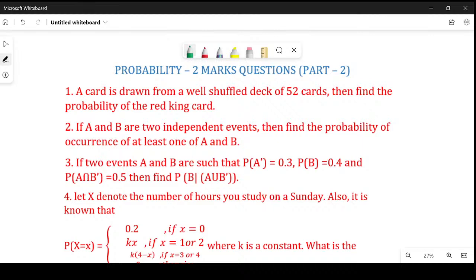I'm going to explain probability 2 marks questions. This is part 2. In the previous class, I did part 1, around 9 questions. Today, I'm going to explain the most important expected questions, around 10 questions.